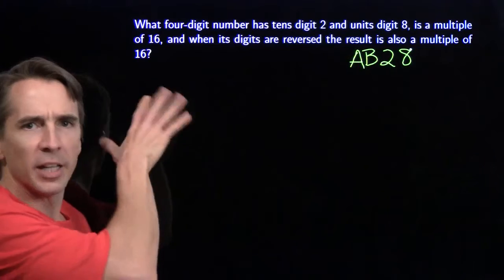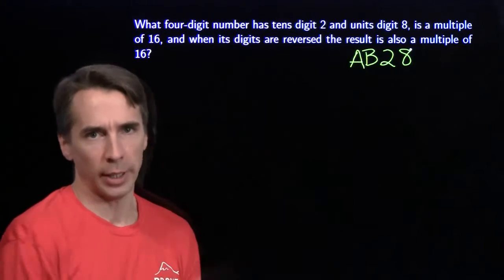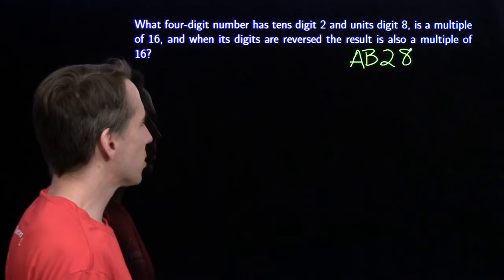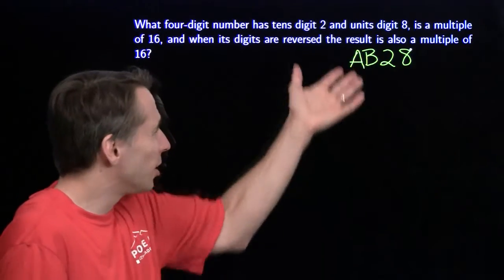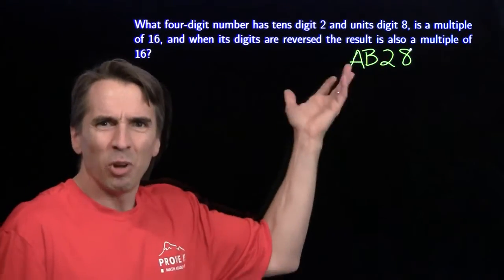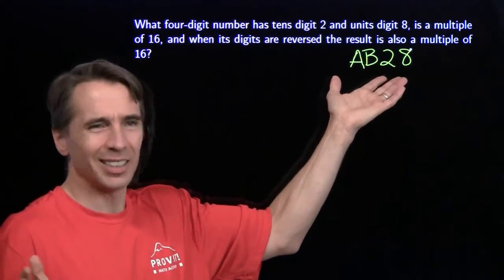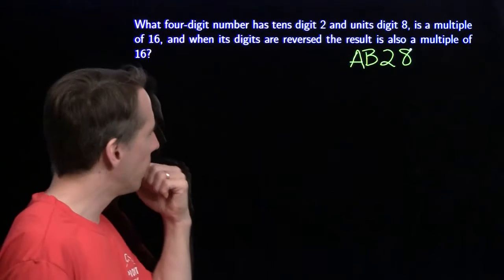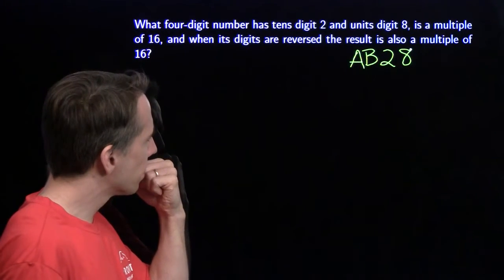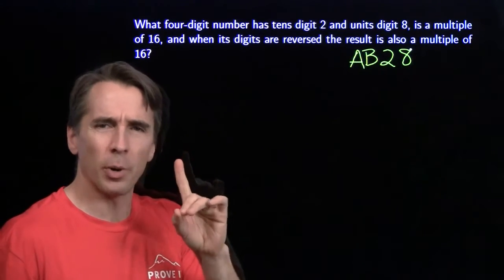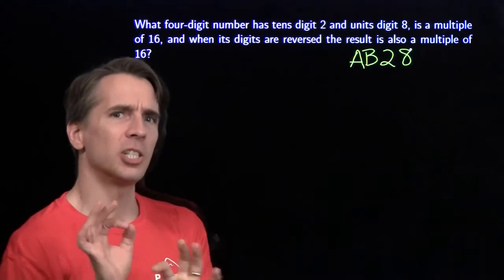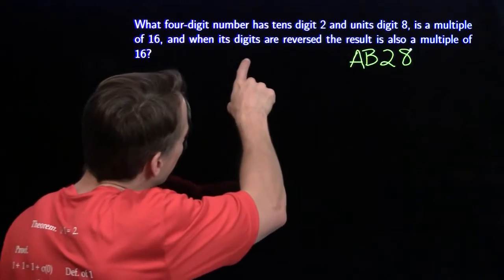Now, I don't have a magic formula for this, so we're going to have to play with it. We're going to have to explore. I could explore by trying to find a bunch of multiples of 16 that end in 28. That sounds kind of hard, and there could be a whole lot of them. But whenever I get stuck on a problem, I look back at the problem for information that I haven't used yet. So we're going to try that here.